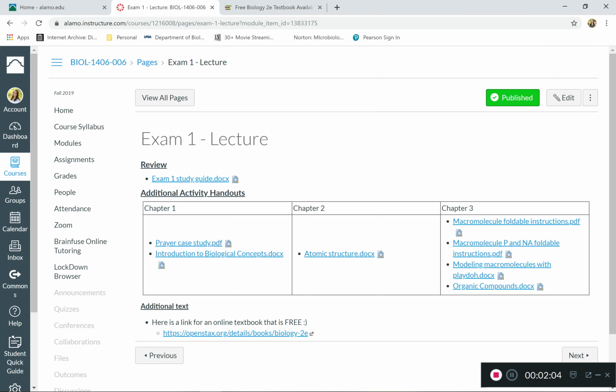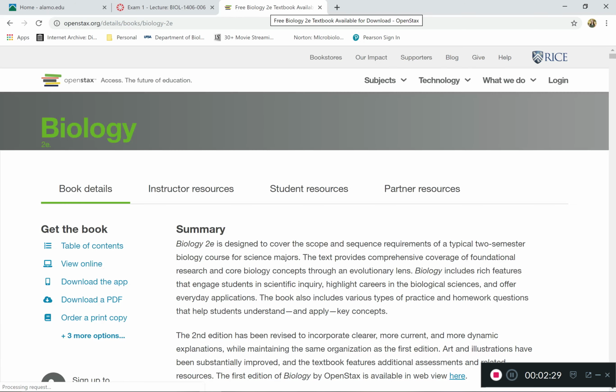And one last thing. I know I did mention not to buy the textbook because it is uber expensive. So I found an online textbook that is completely free. It doesn't match up with our chapters exactly. Like chapter 1, I don't think goes over evolution. But what you can do is go to OpenStax, this URL link. And this is what it looks like. This is what it will pull up.